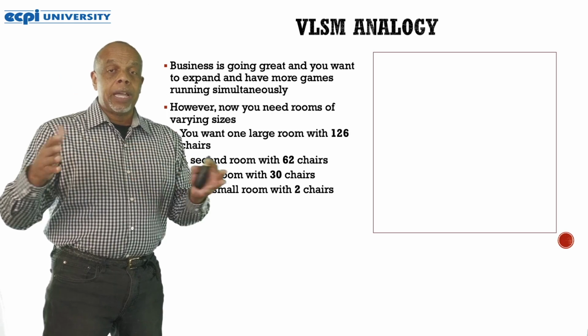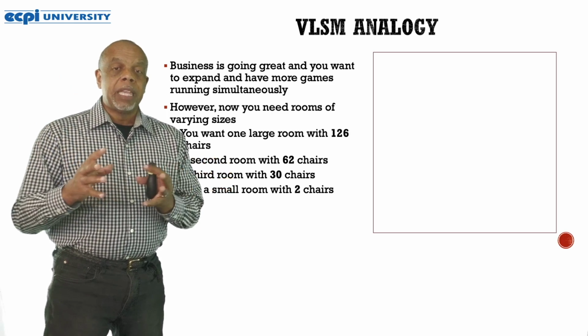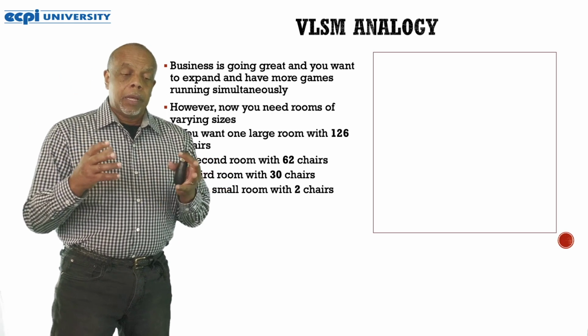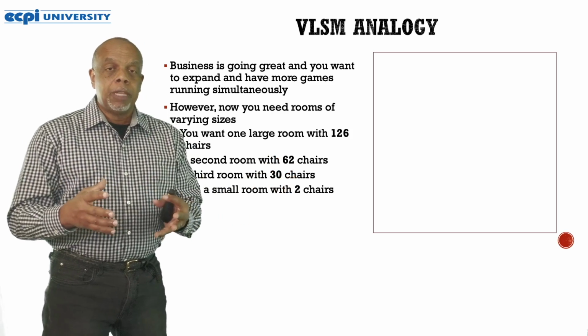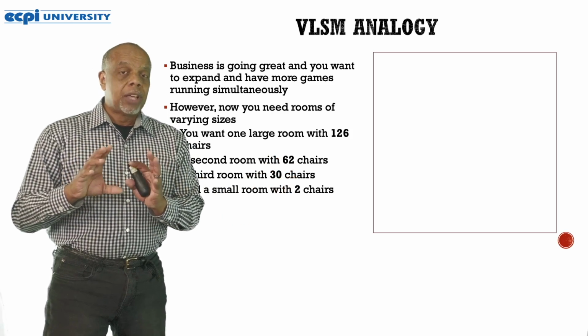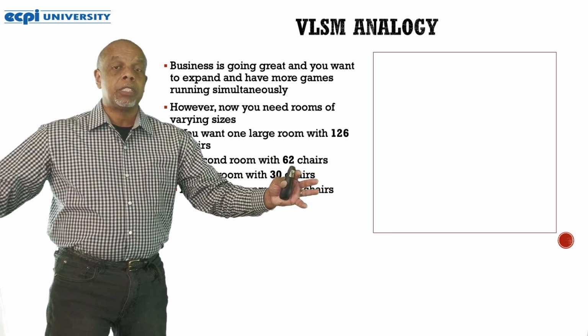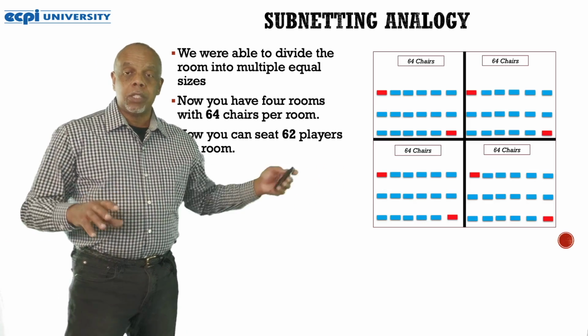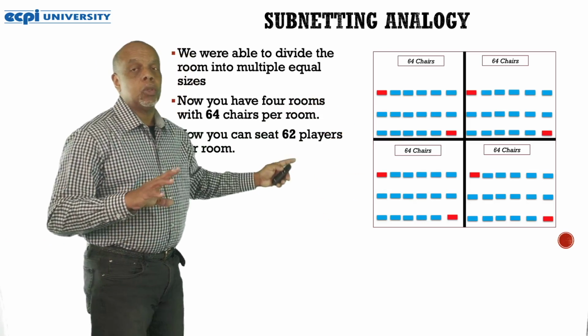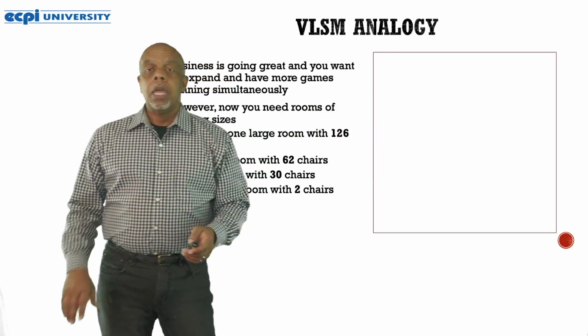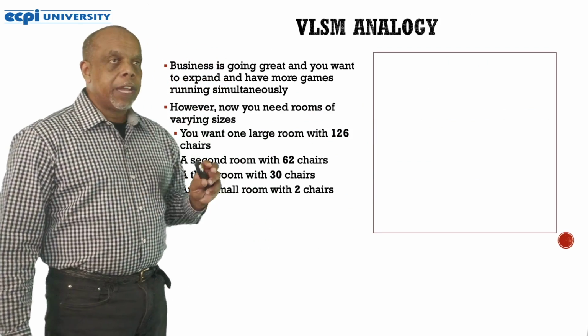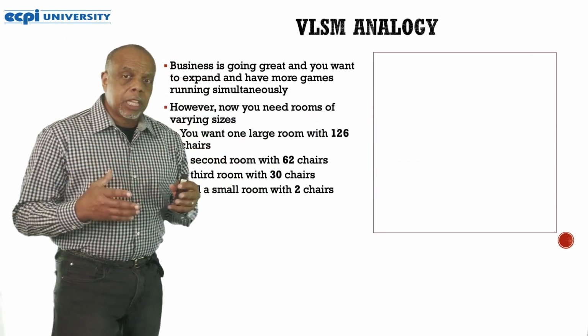So you see, if you divide your room up equally, you're wasting space, because the one room where everybody wants to play, you can't get enough people in there, and then the other rooms, the $1,000 cards, you only got a handful of people in there, but you got this whole big room of 64, right? So now you would have a waste of space and not good utilization of space. So now this is where variable length subnetting comes in.